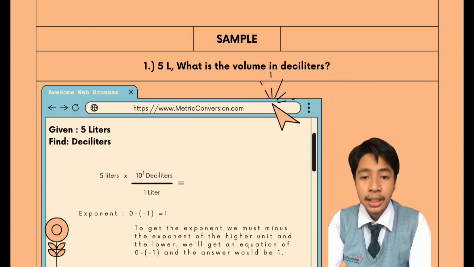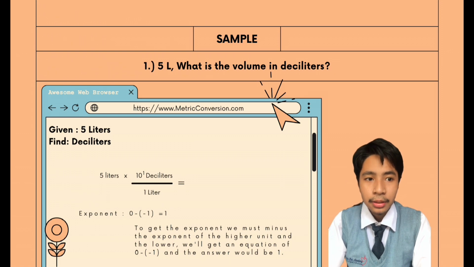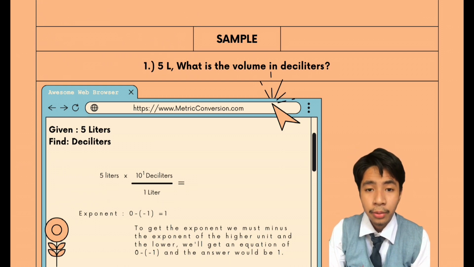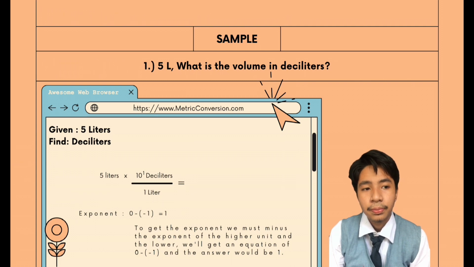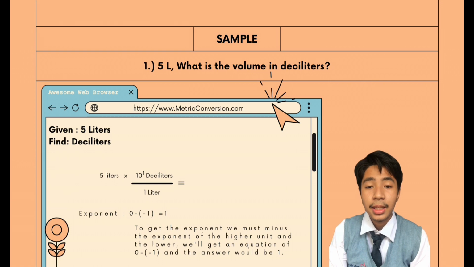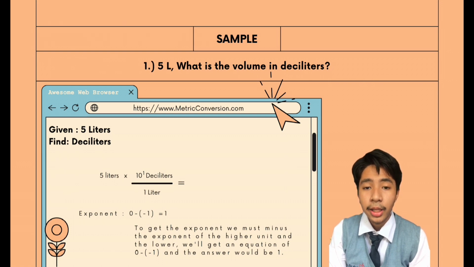Deciliters has the exponent of 10 raised to negative 1, and liter has the exponent of 10 raised to 0. So we get the equation where the larger unit's exponent, 0, minus negative 1, and the answer would be 1. Now that we have 1, we need to distribute it to the procedure. So the formula would be 5 liters times 10 raised to 1 deciliters divided by 1 liter.